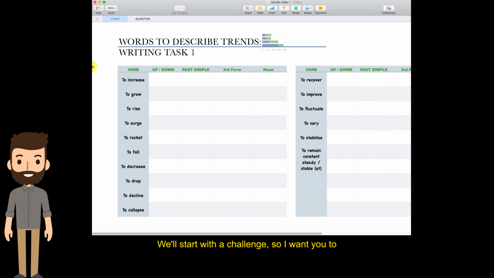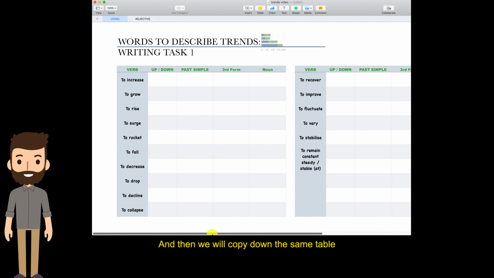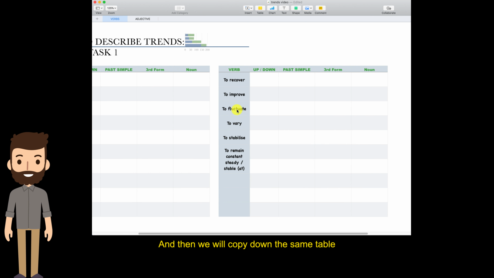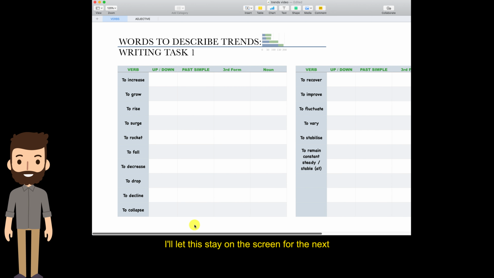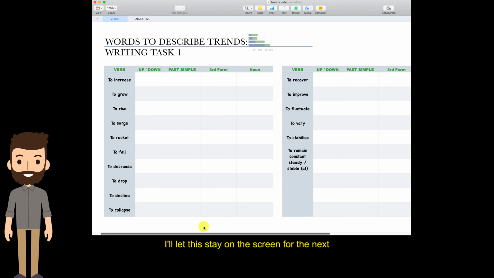So I want you to copy this table onto a piece of paper. Pause this video now and go get that paper and pencil and start drawing this table. The first table that you see here, and then we'll copy down the same table but just a few more verbs over here. I'll let this stay on the screen for the next 20 seconds.